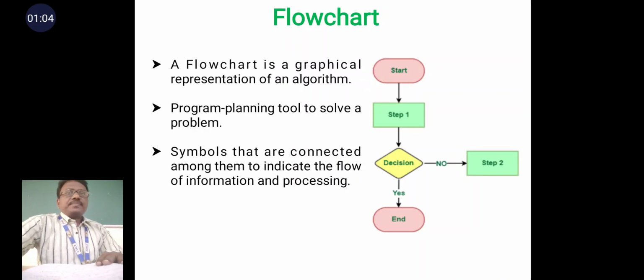Next, flowchart. A flowchart is a graphical representation of an algorithm. Programmers often use it as a program planning tool to solve a problem. It makes use of symbols that are connected among them to indicate the flow of information and processing. The process of drawing a flowchart for an algorithm is known as flowcharting. For example, you see the start, then step 1, then decision making, true or false, yes or no, then we can go for step 2.